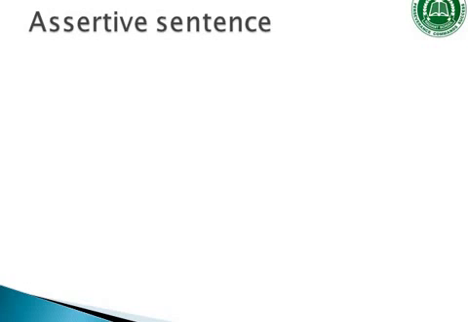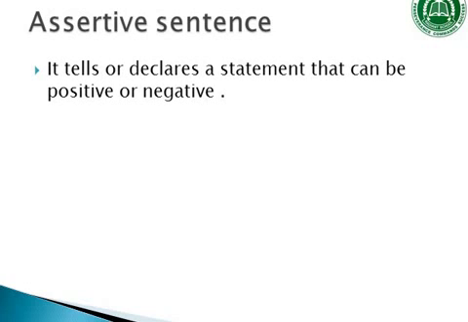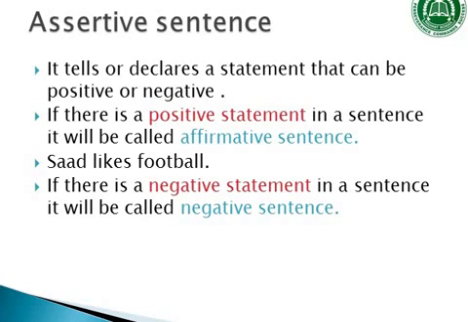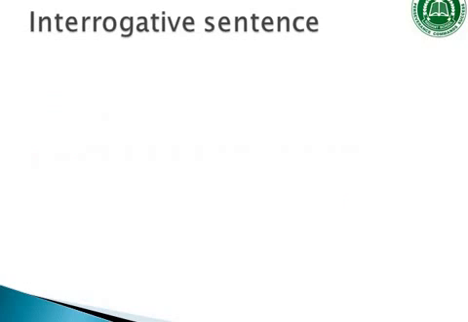Assertive sentence. It tells or declares a statement that can be positive or negative. If there is a positive statement in a sentence, it will be called an affirmative sentence. For example, Saad likes football. And if there is a negative statement, then that sentence will be called as a negative sentence, like Saad does not like kites. Second type is interrogative sentence.